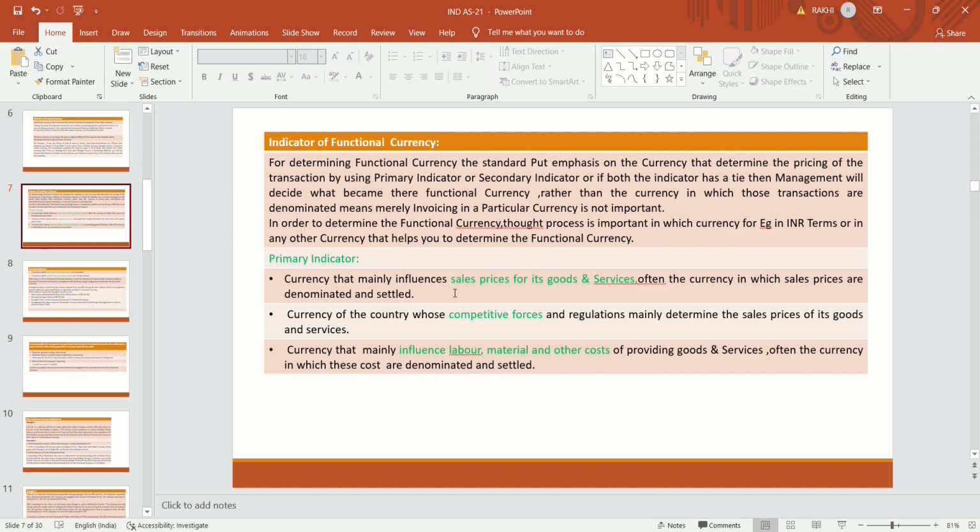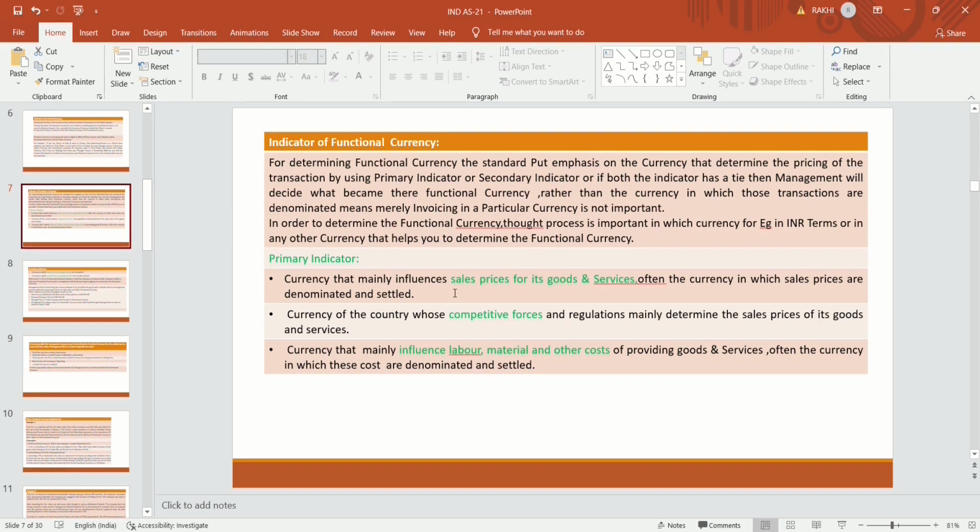So the currency of the country whose competitive forces and regulations mainly determine the sales price of its goods and services, meaning the government, competitive forces and regulations determine the sales price of the goods and services of the entity, is also a primary indicator. Now suppose there is a clash between the sales price, the competitive forces, and the cost. If there is a clash between these three indicators, then the company will follow the secondary indicator.